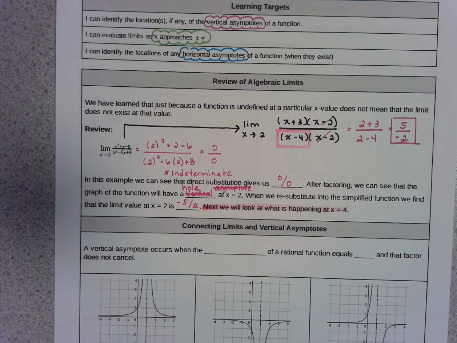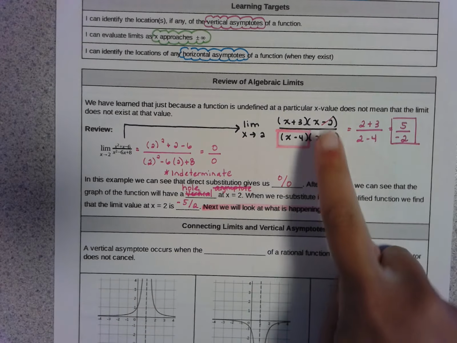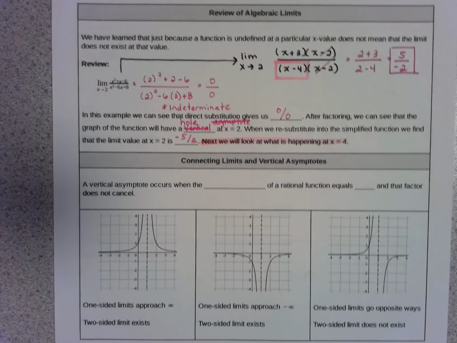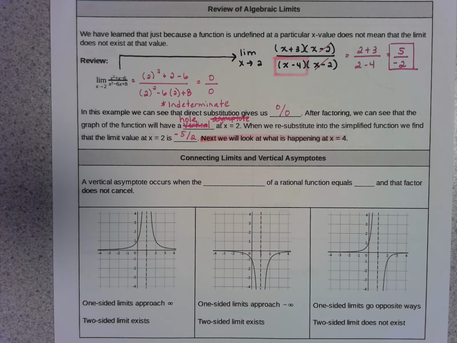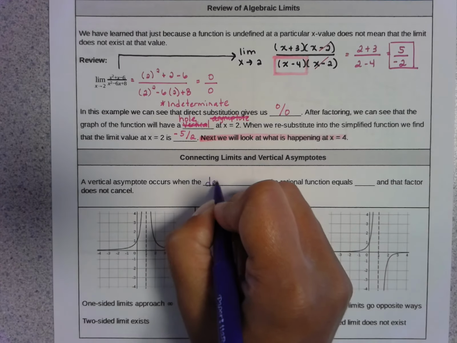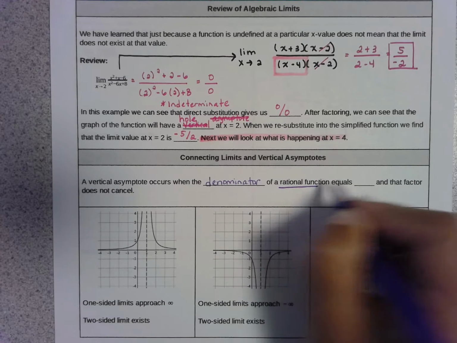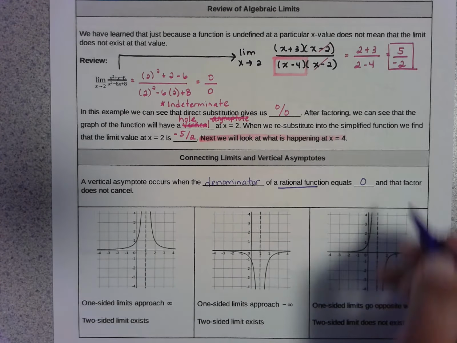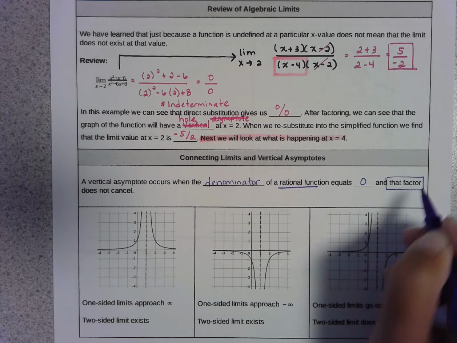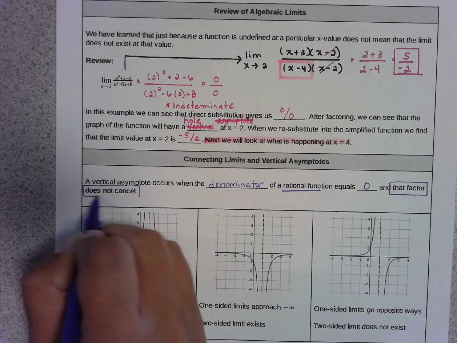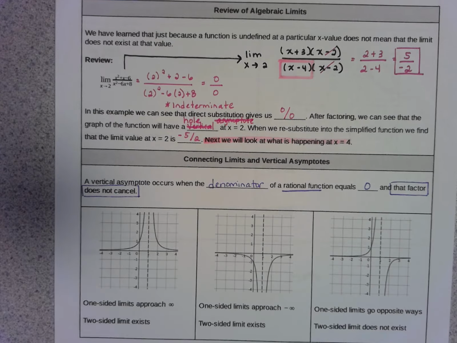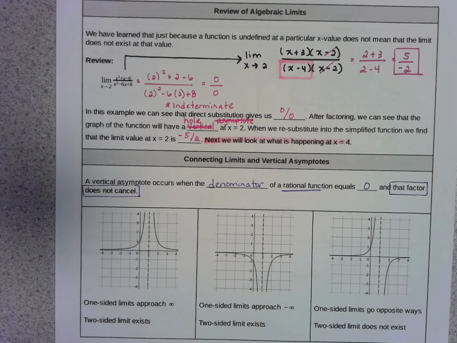That's what we're going to look at next, is what is happening at x equals 4. So we know that there's a hole at x equals 2 because that factor canceled. A vertical asymptote occurs when the denominator of a rational function is equal to 0, and that factor does not cancel. So when we look back at this equation where x minus 4 does not cancel, instead of having a hole at that location on the graph, we would have a vertical asymptote.